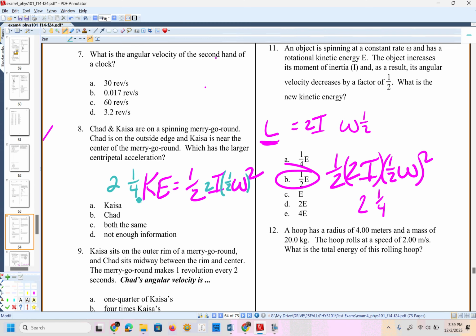What else, y'all? Yeah. You, number 17. 22?